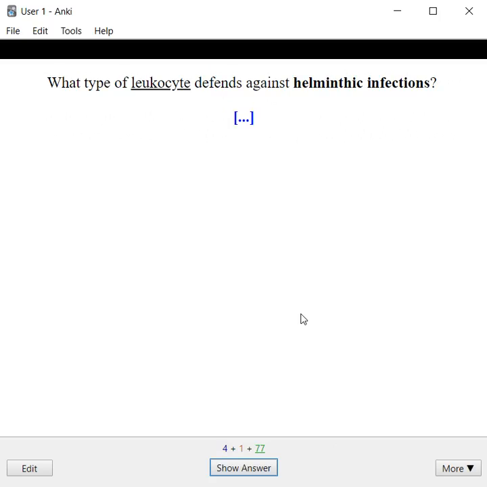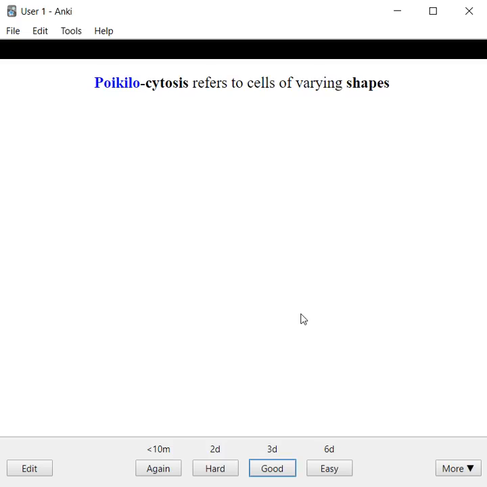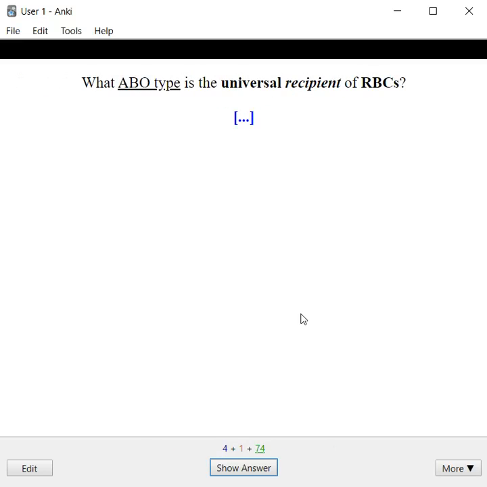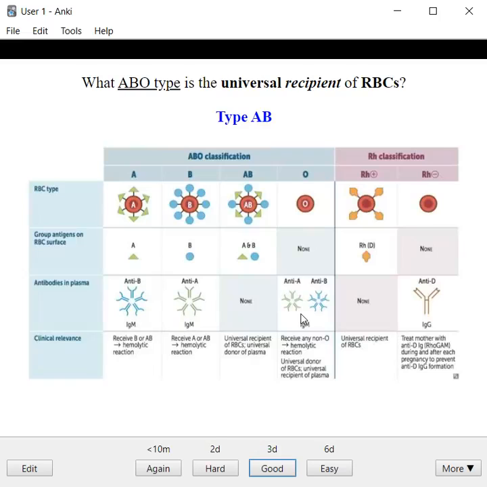What type of leukocyte defends against helminthic infections? Eosinophils. What type of cytosis refers to cells of varying shapes? Poikilocytosis. Basophilia is uncommon but can be a sign of myeloproliferative disease, particularly what? CML.